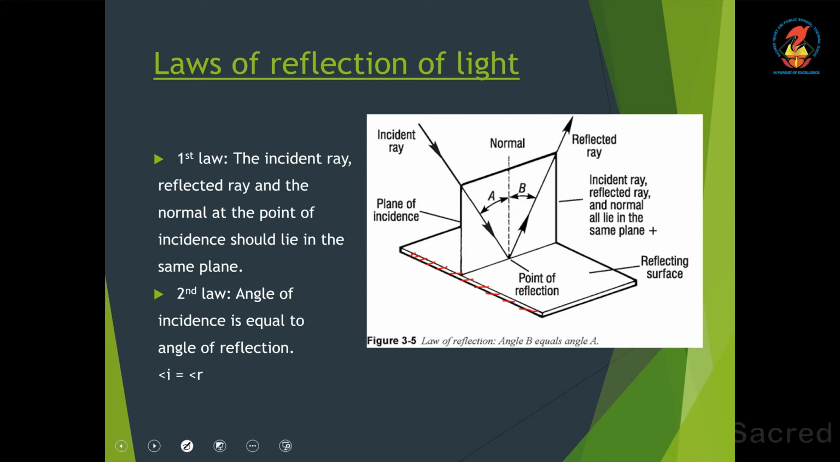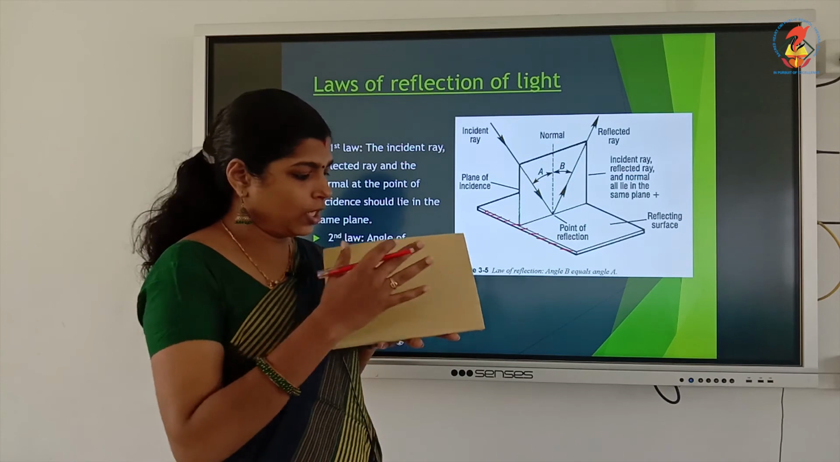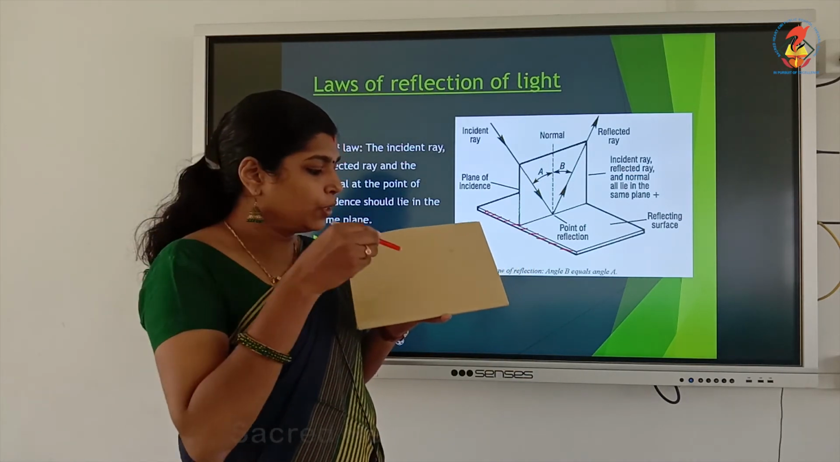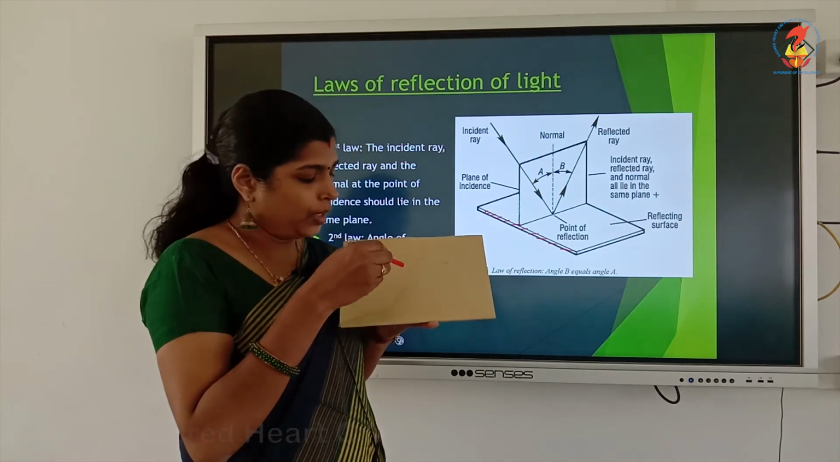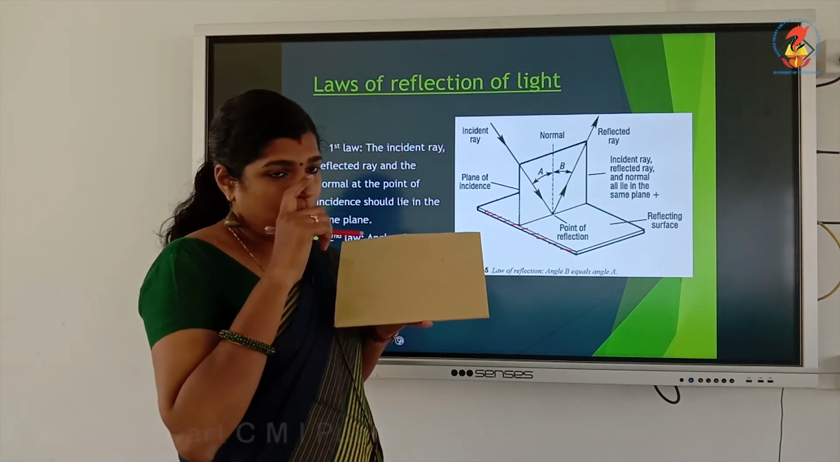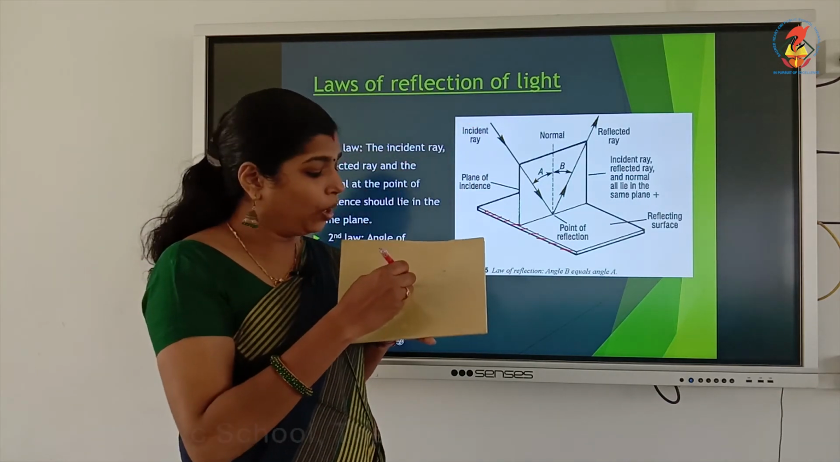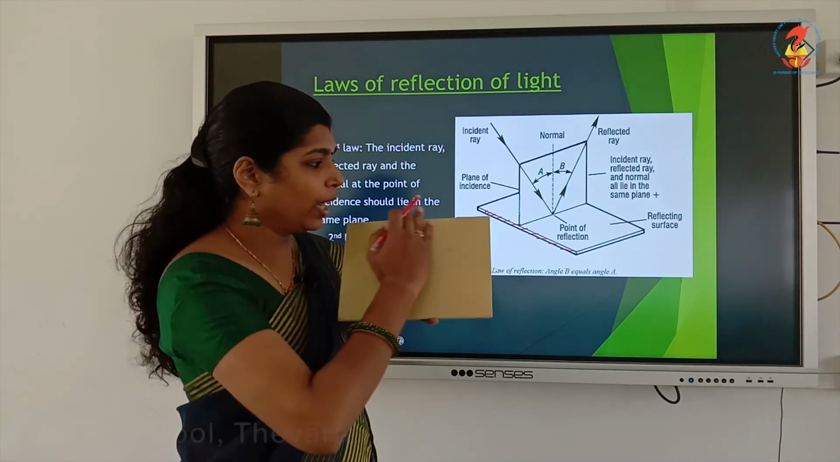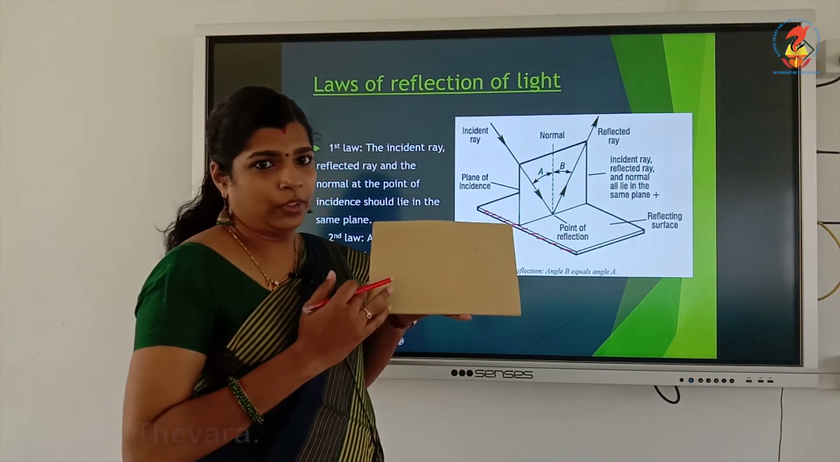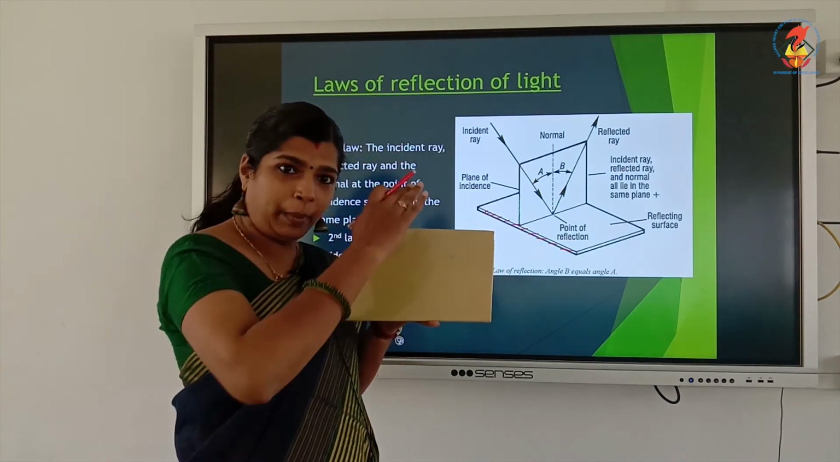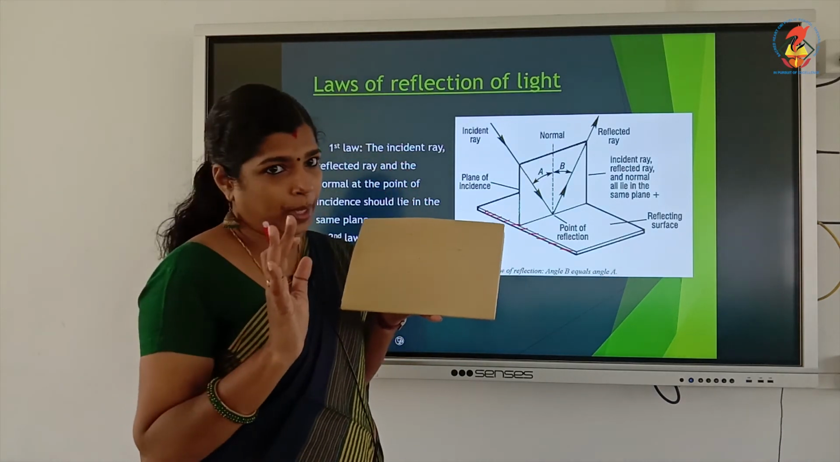Suppose you consider this book. It's a reflecting surface. You consider this one as a mirror. A ray of light which falls on this mirror will be reflected back. So, the incident ray, reflected ray and the point of incidence should lie in this plane, in the same plane, not behind the paper and not above this paper.